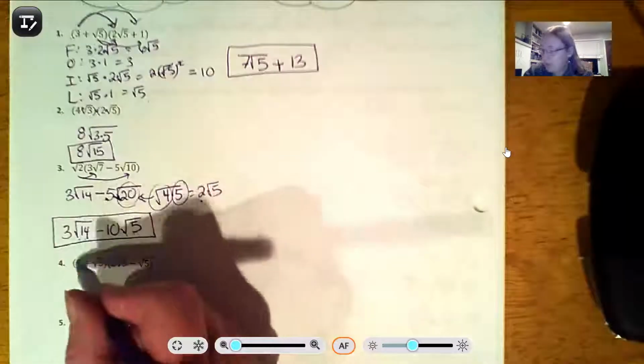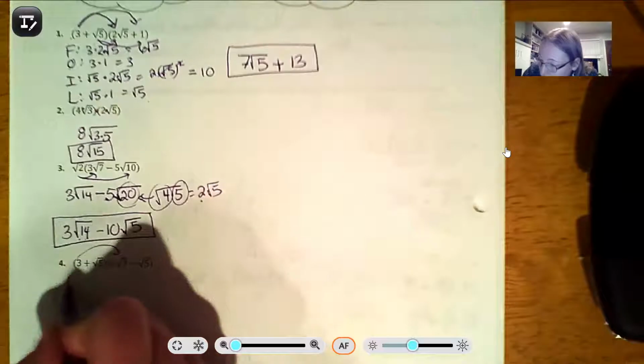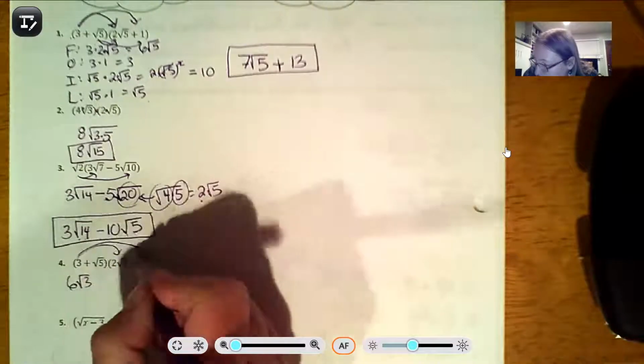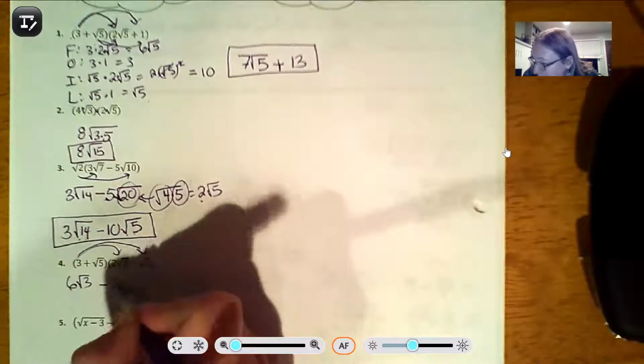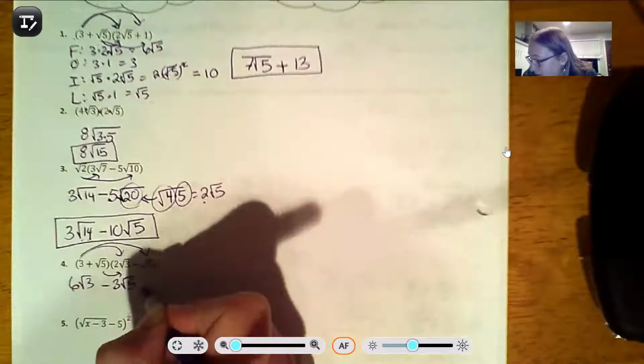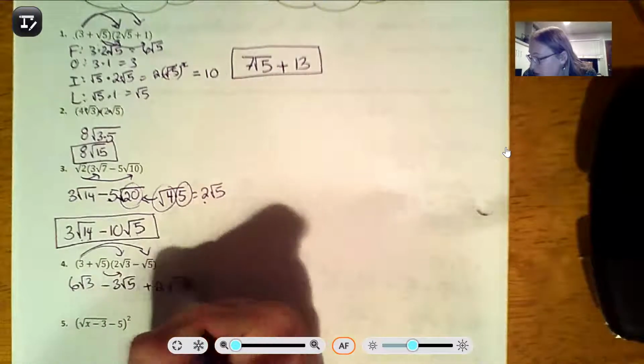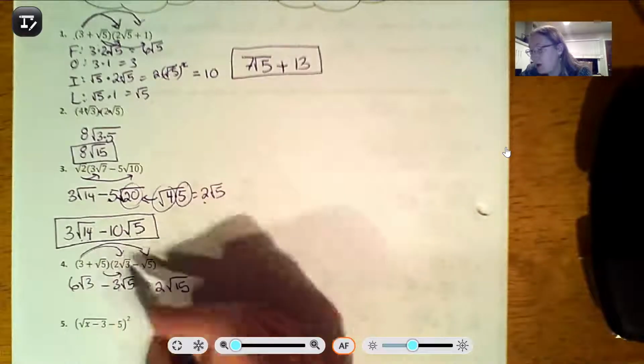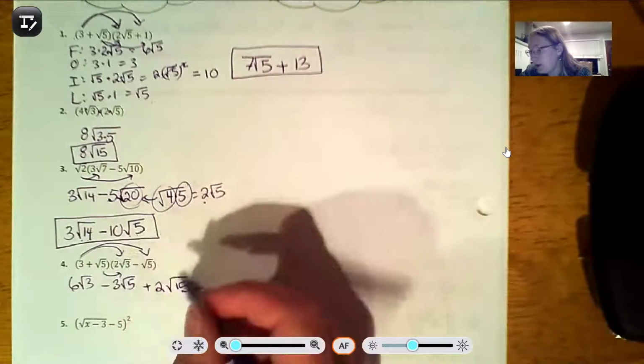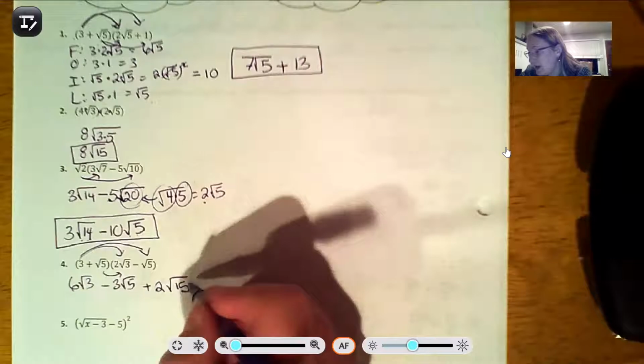Okay, this one, 3 times this would be 6 root 3. Then we're going to have minus 3 root 5. Then we're going to have plus 2 root 15, both under root, so you multiply them together because they are being multiplied right now. And then root 5 times negative root 5.